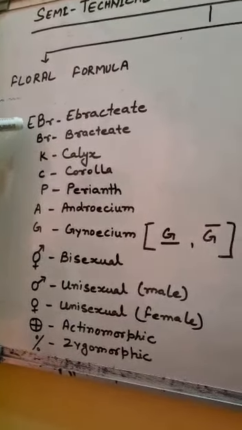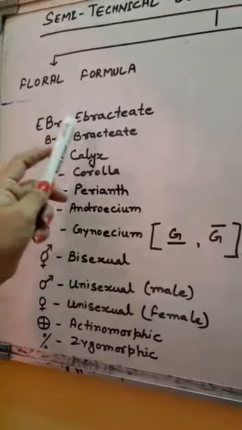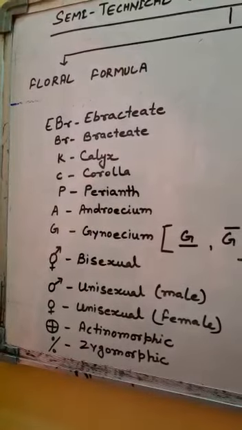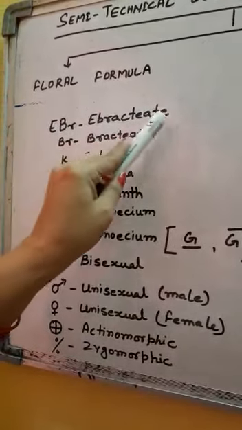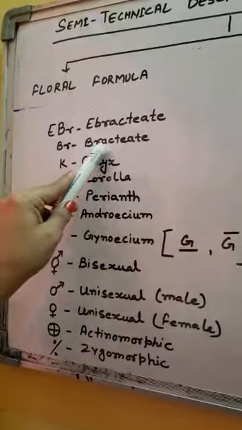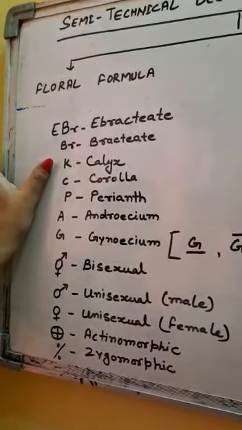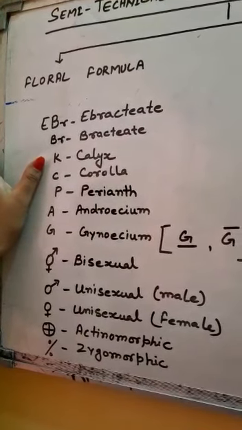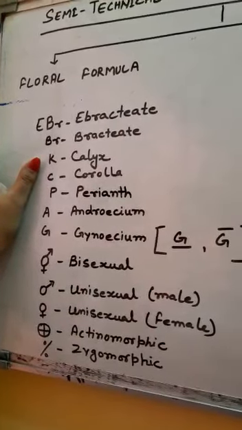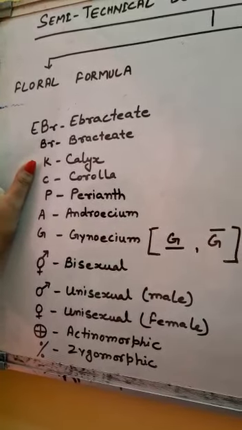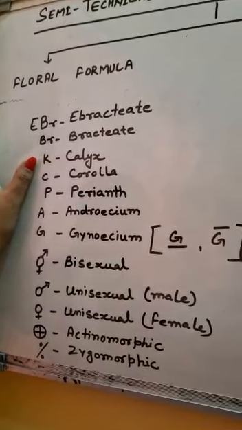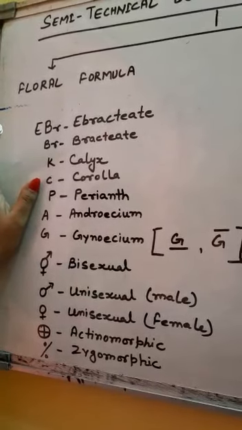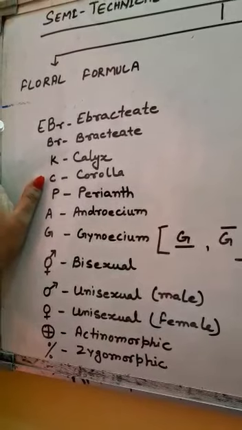EBR denotes ebracteate flower. Now you know about bracteate flowers. So EBR denotes ebracteate flower, BR denotes bracteate flower. K is used for calyx. After K, we write the number which represents the number of calyx. So if we have written K5, it means there are 5 calyx. Again, C represents corolla and we write the number of corolla.